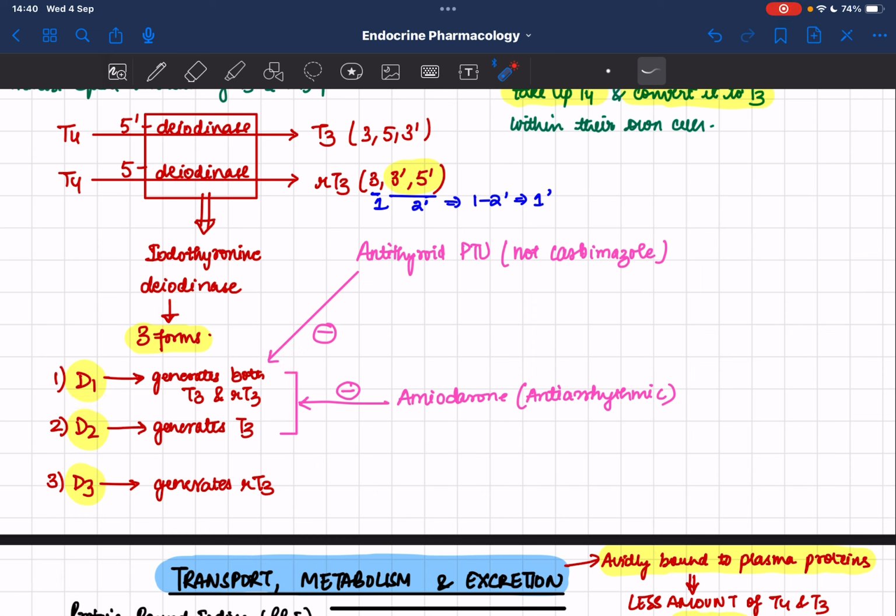Okay, that will inhibit D1 and ultimately T3 will not be produced. That is why they are antithyroid. So this is one of the mechanisms of action of the antithyroid PTU. How does it act? It acts by inhibiting D1.